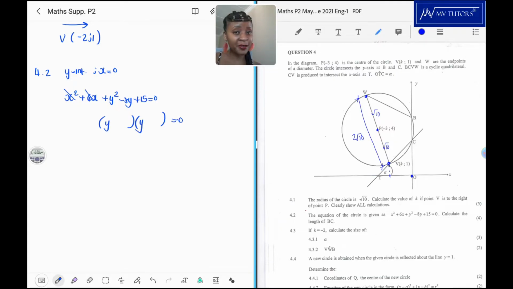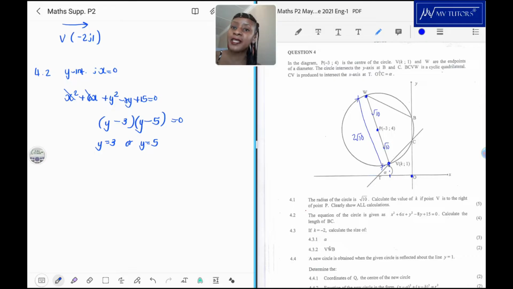So, the factors of 15, I have 1 and 15. If I add them, I get 16. If I subtract, I get 14. Okay, so that's not going to work. But I also have 3 and 5, and I know that 3 and 5 gives me 8. Okay, and if I say negative 3 plus negative 5, I'll get negative 8. If I say negative 3 times negative 5, I'm going to get positive 15. So we are sorted. All right, so y is equal to 3 or y is equal to 5.